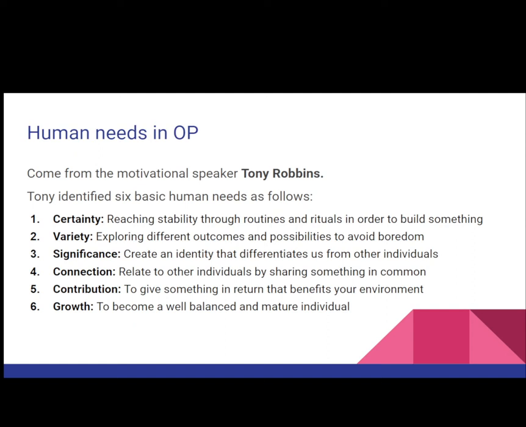So somebody, for example, might have a strong need for certainty, and somebody else would have a stronger need for variety. So the 6 needs that Tony Robbins came up with, the first one is certainty. This is reaching stability through routines and rituals in order to build something. Number 2 is variety, exploring different outcomes and possibilities to avoid boredom.